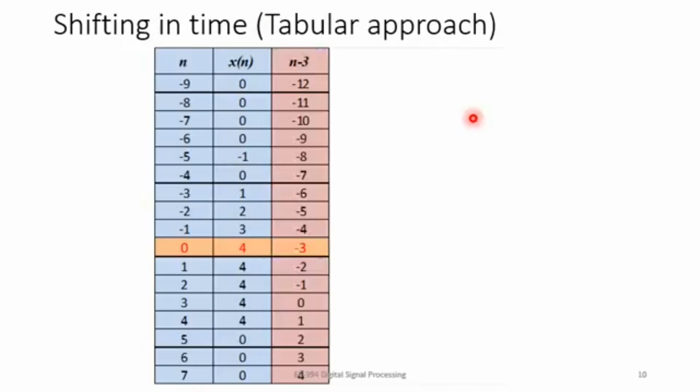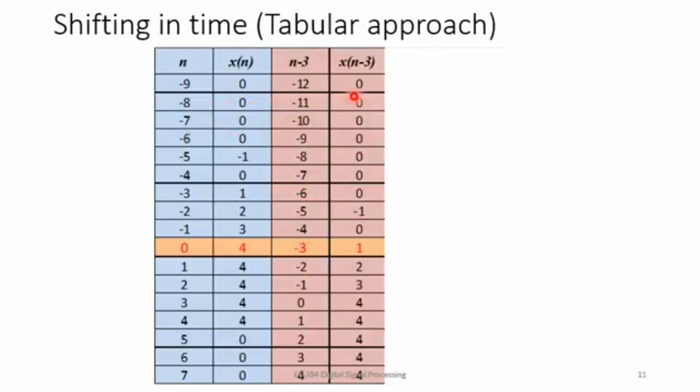Then, because we are interested in finding x[n minus 3], we select the n minus 3 corresponding to values of n. So minus 9 becomes minus 12, minus 8 becomes minus 11, minus 7 becomes minus 10, and so on. Corresponding to these values of n minus 3, we write the values of x[n minus 3]. We know that for minus 12, minus 11, minus 10, minus 9 till minus 6, the values of x[n] were 0, so we have all these zeros. Against minus 5 there was minus 1, so against minus 5 we write minus 1. Against minus 4 there was a 0, so we have a 0. Against minus 3 we had a 1, so against minus 3 we have a 1, and so on.